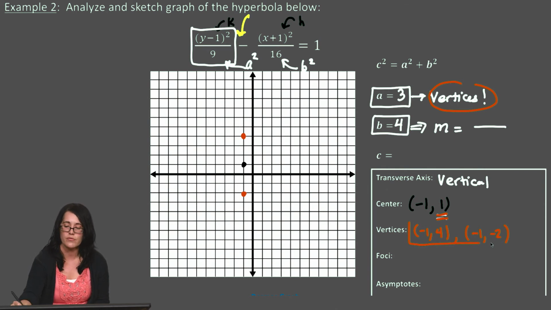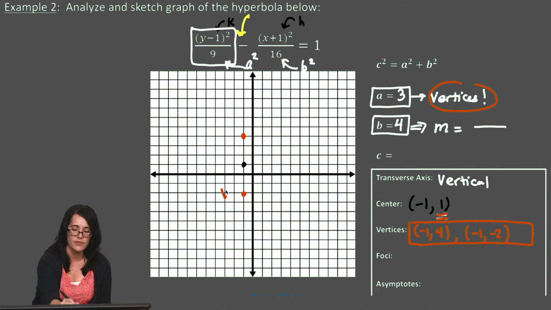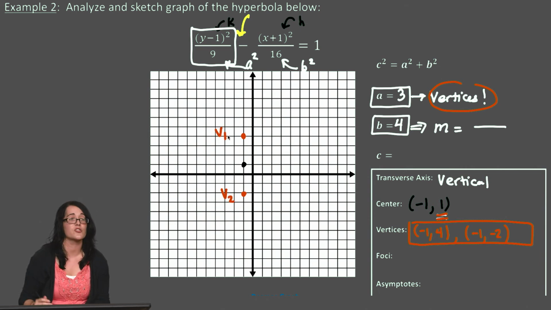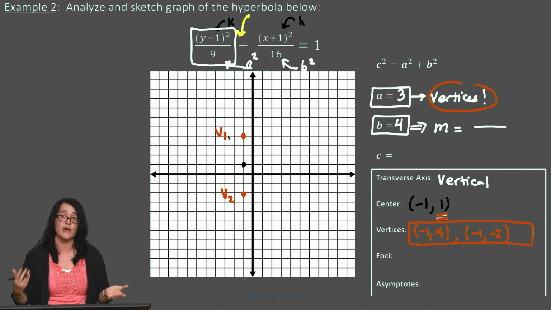So there are my 2 vertices in my picture. So this is like vertex 2, vertex 1. Okay, so we now know how it's opening up and down, but the question is, if you're doing a sketch, how wide or how narrow to make those curves? And that's where we need the asymptotes, the slope of the asymptotes.